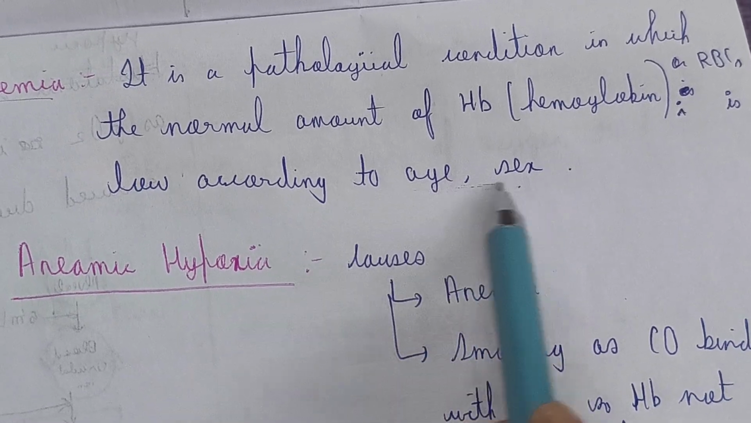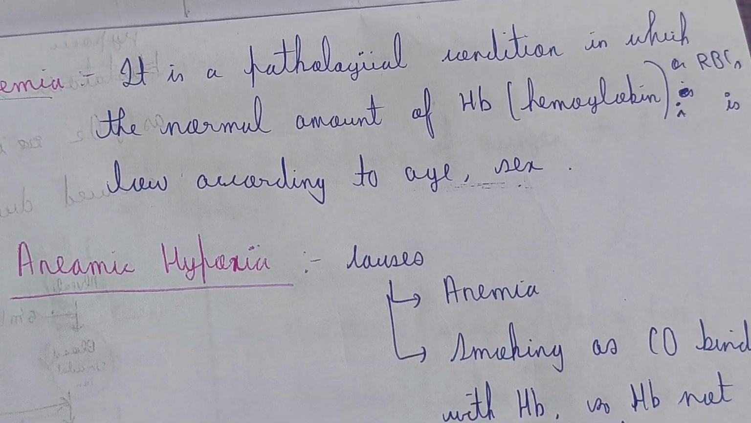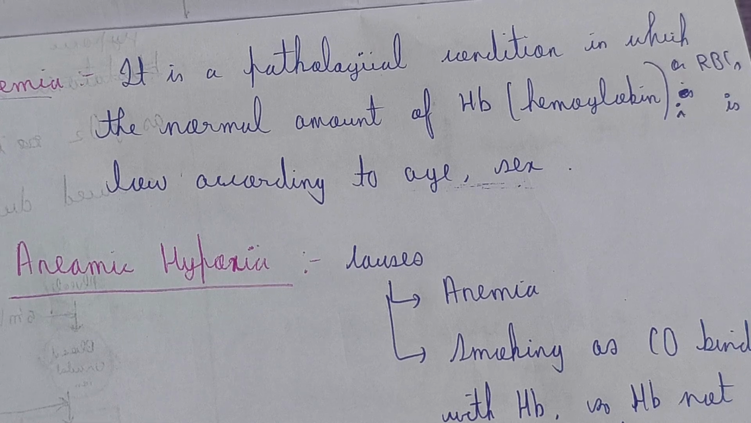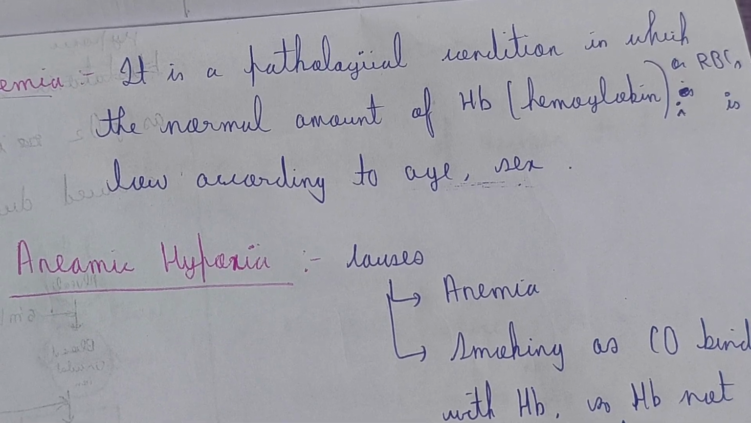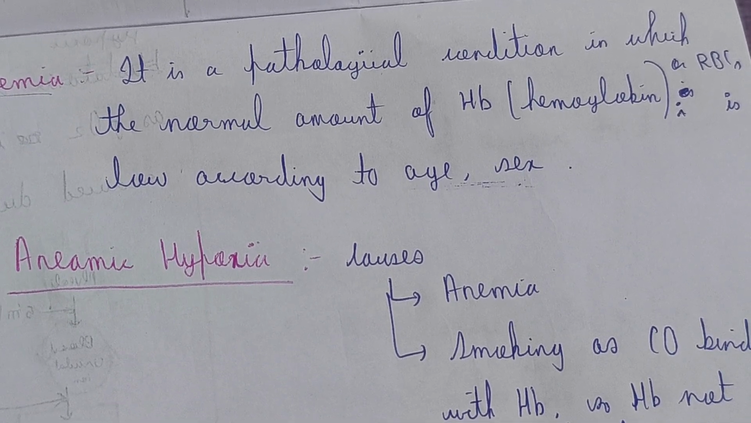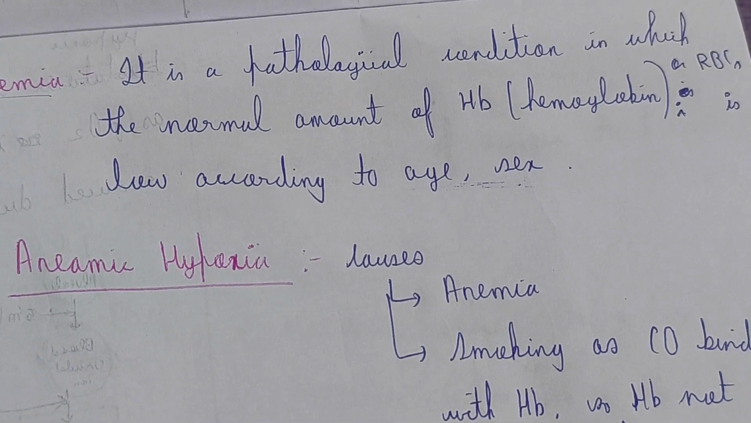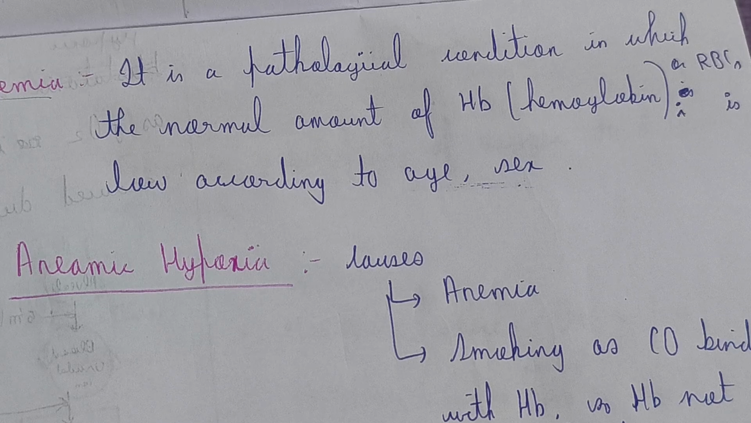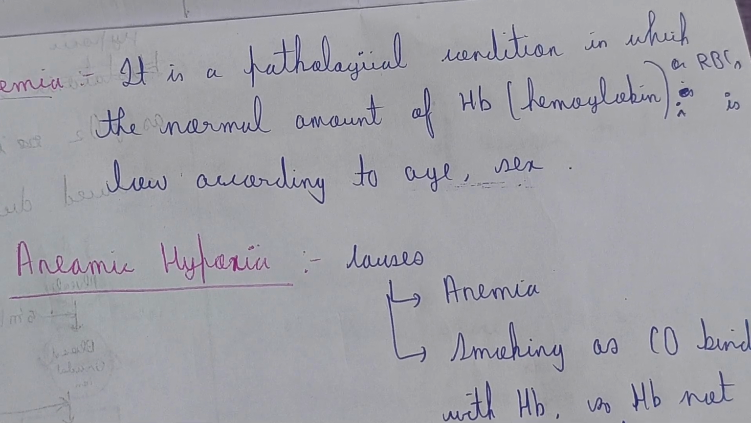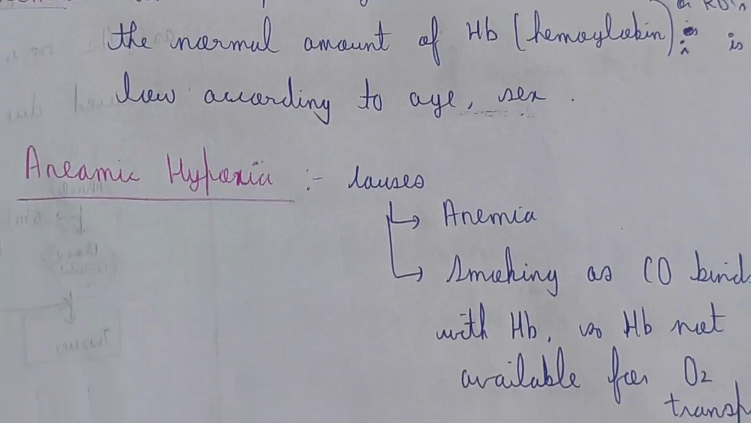Yes, it is very important to mention age and sex also, because fetuses or infants, that is small children, have more hemoglobin as compared to adults, and females also have less hemoglobin as compared to adult males. You will understand the reason also later.